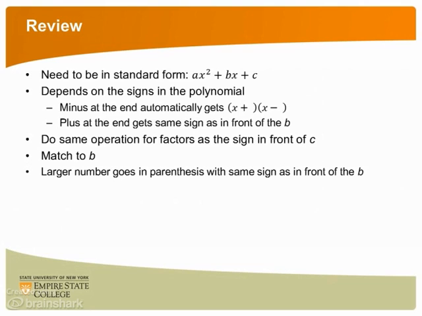the coefficient of the plain x. Then you factor the constant at the end into factor pairs. Try to match to the b using the same operation as the last sign of the original polynomial. Once you match, put the larger factor in the parentheses with the same sign as in front of b.